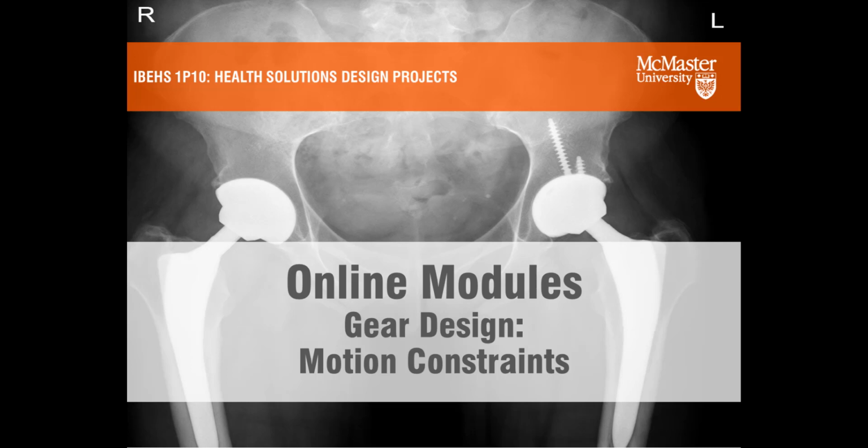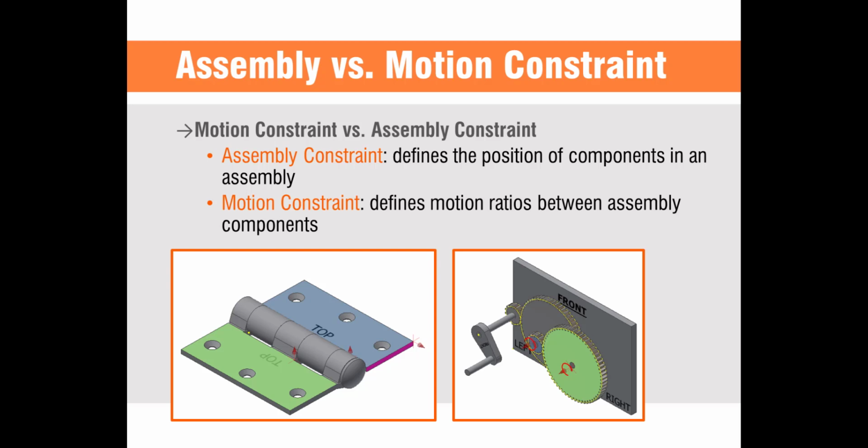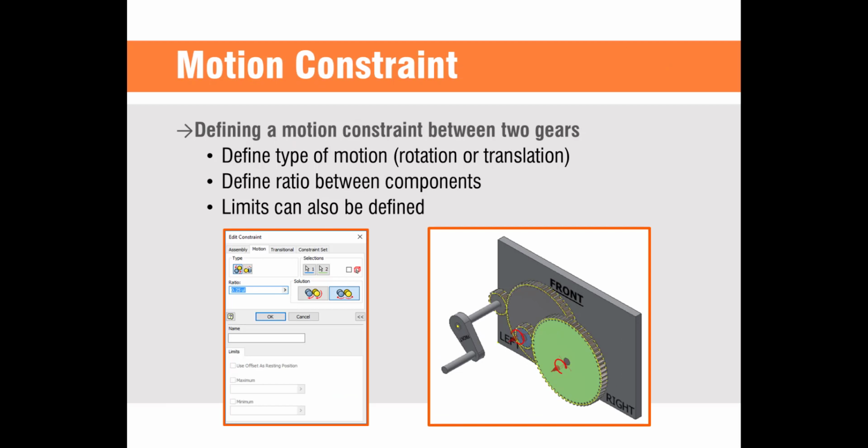Hey everyone, in this video we will go over motion constraints. Assembly constraints define the position of components in an assembly, whereas a motion constraint defines motion ratios between assembly components, or how components move relative to one another. Let's take a look at motion constraints.